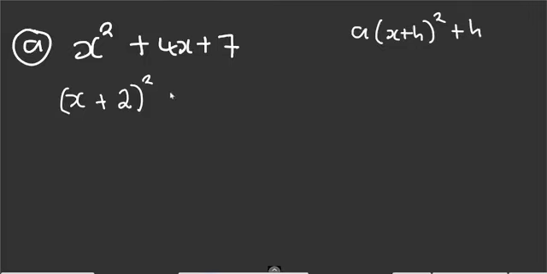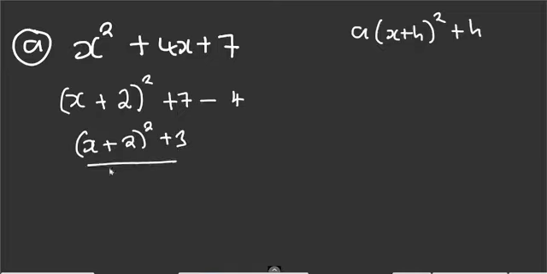Now after doing this, we are going to write plus 7, then minus 4. So from here we are going to have (x + 2)^2. So 7 minus 4, you are going to have a positive 3. So this is our answer. Now in this case, I'm sure you are wondering, where is the a? In this case, the a will be 1, which we can just indicate there, or we can just remove it, because the coefficient of x^2 is 1.